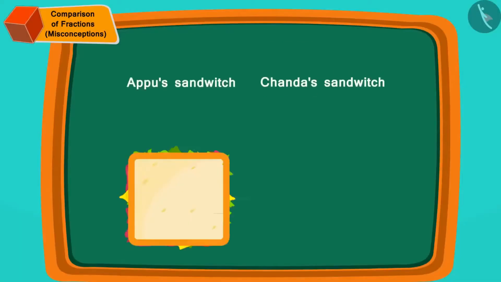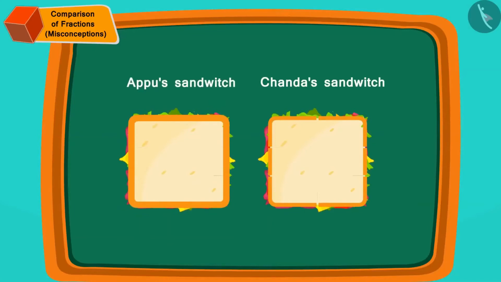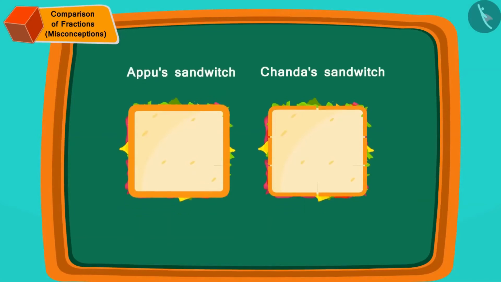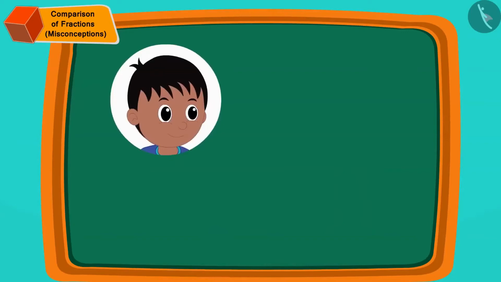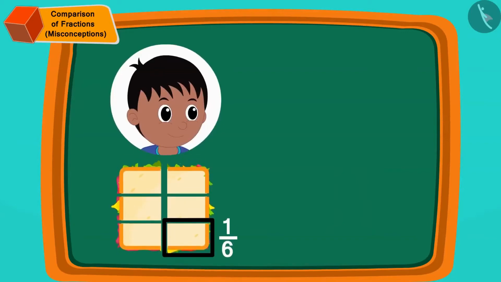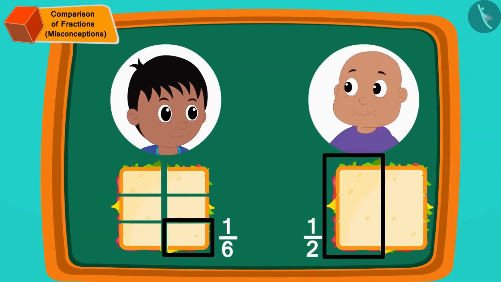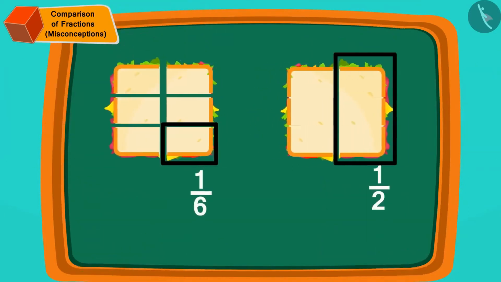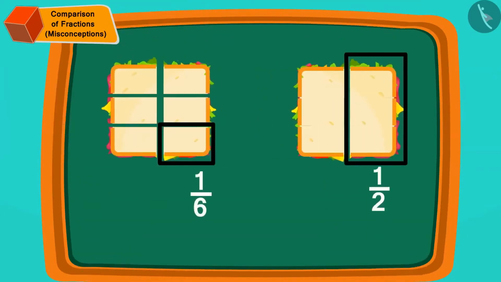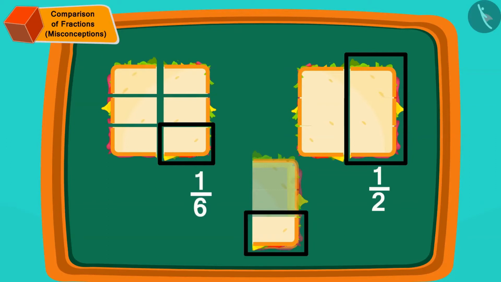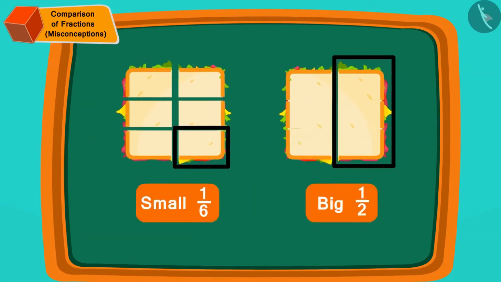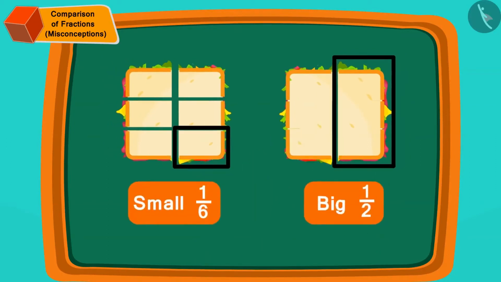Appu and Chanda's sandwiches are exactly the same size. Raju got 1/6 part of the sandwich and Bablu got 1/2 part. If we put Raju's piece on Bablu's piece, we will find that Raju's piece is actually much smaller than Bablu's piece. But why did it happen?